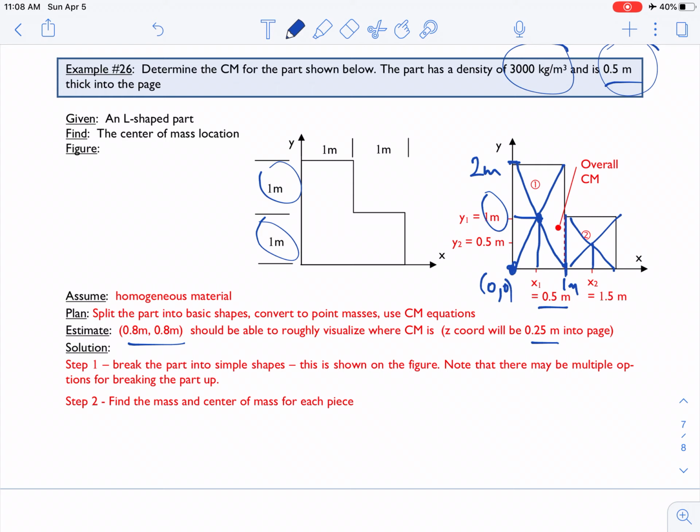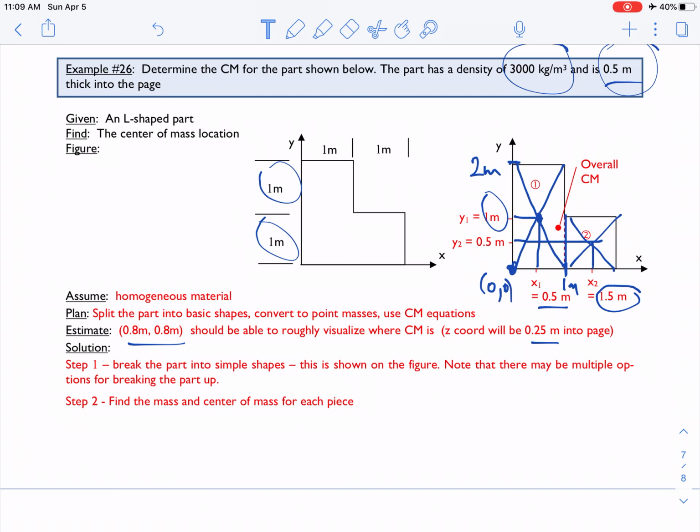What is x2? If you look at piece 2 first, that is a 1 by 1 square, right? That means x2 is going to be halfway, so 0.5. But it starts from 1 meter, so x2 is going to be at 1.5 meters; we're adding 0.5 to 1. And y2 is going to be right here, since it starts from 0, and it's half the length of the y value, which is 1 meter, so you get half of that, which is 0.5. Okay, I hope those values are clear.